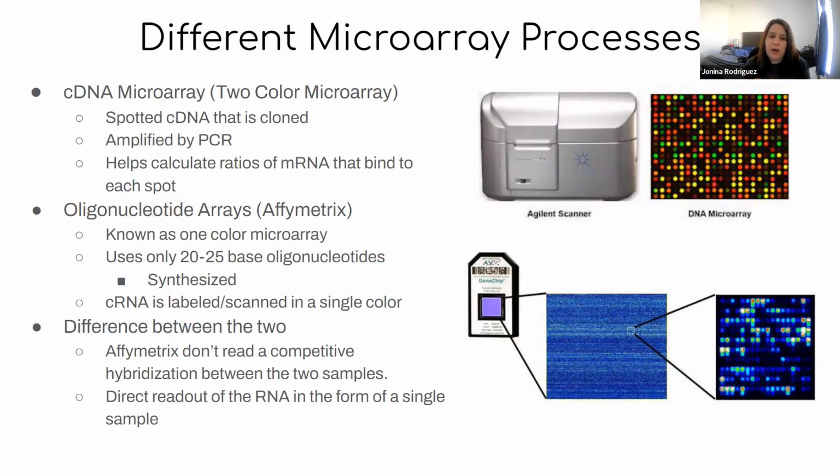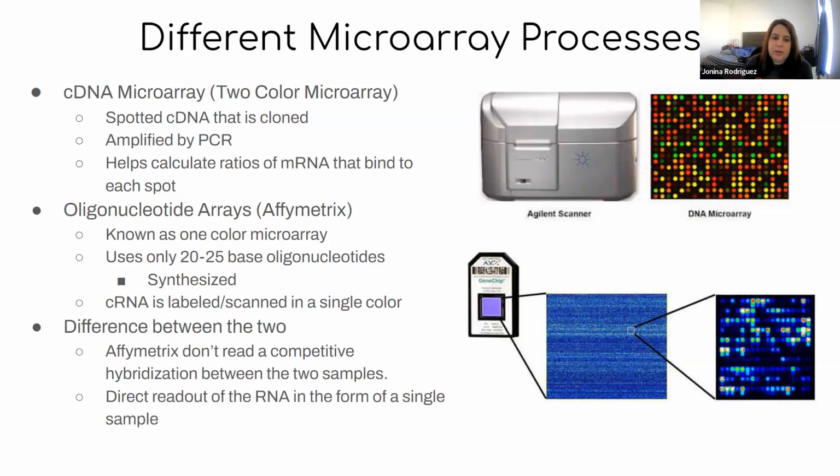There's another one known as oligonucleotide arrays, or Affymetrix arrays, which is known as a one-color microarray. It uses about 20 to 25 base oligonucleotides that are synthesized, which allow us to see the expression within a certain type of gene or sequence. Then it's labeled and scanned in a single color. That one is on the bottom right of this slide. As you can see, there's a little gene chip that it uses, and it's one single color, blue. Then the amplified picture shows the different expression rates in the blue with the red and the green, to show the ratio of mRNA.